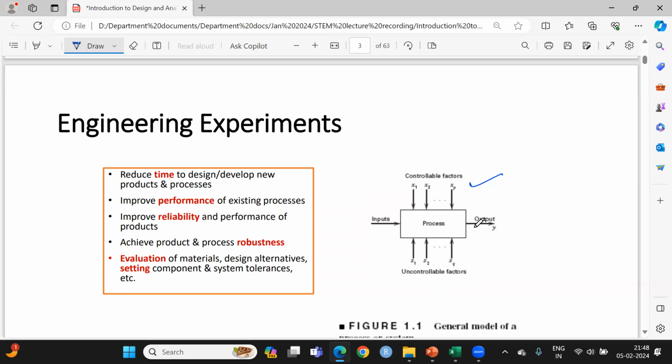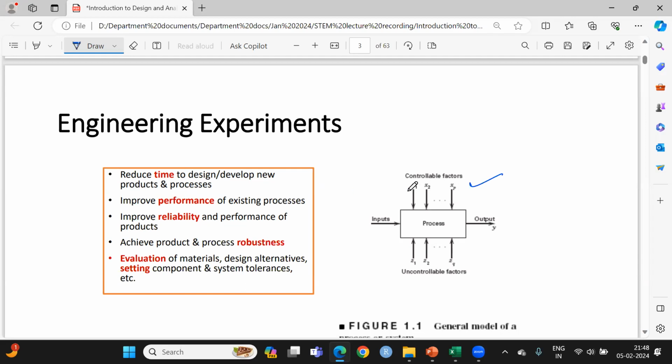So at the last stage we have output. When the raw material, with the expertise of the operator, has gone through the stage of processing, whatever outcome we get is called output.